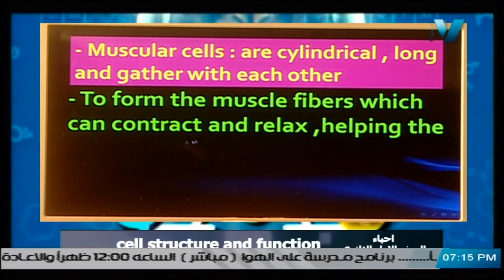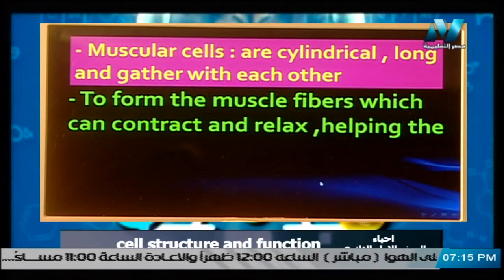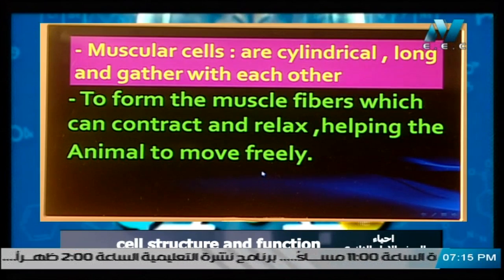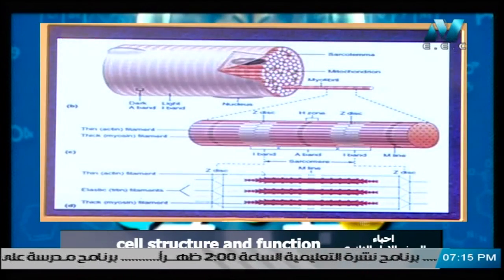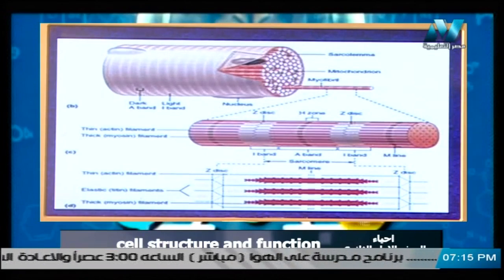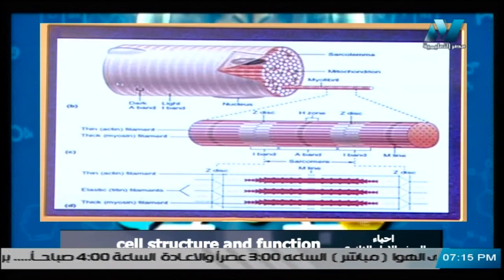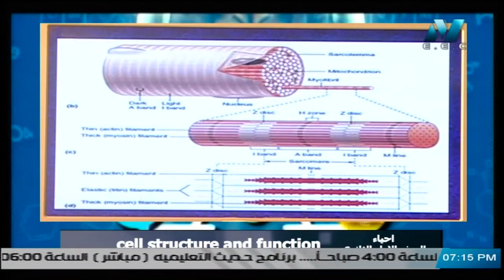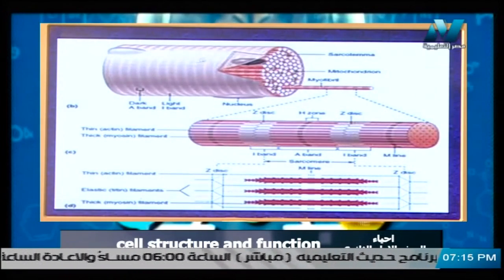Okay? Which can contract and relax, to help the body to move freely. Okay? In front of you a picture of the muscle. As you see, its shape is cylindrical. Long, not longest. Nerve cell هي اللي longest. انما دي long زي ما انتم شايفين has a cylindrical shape.